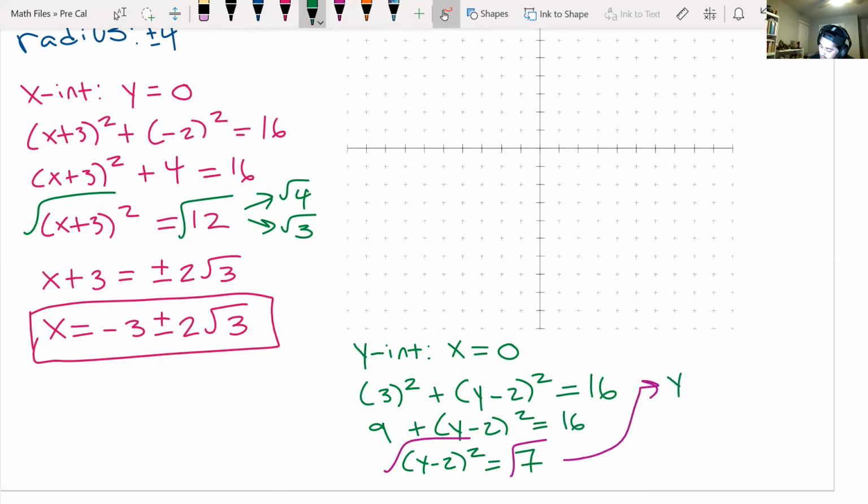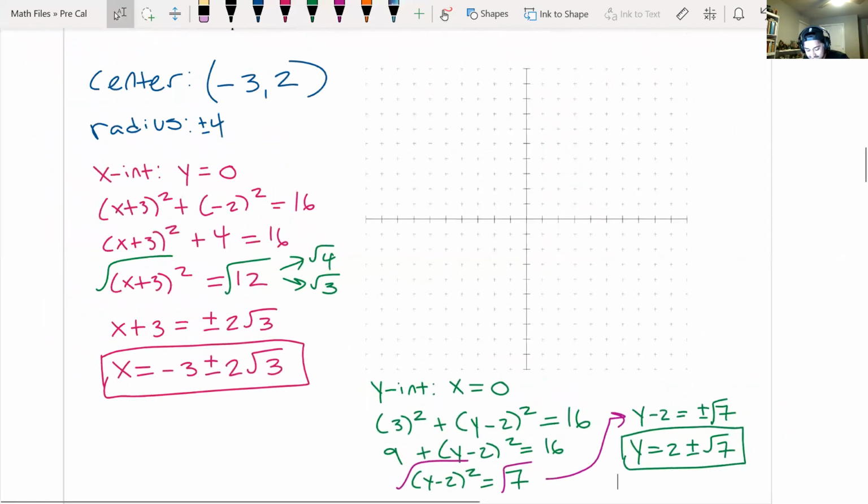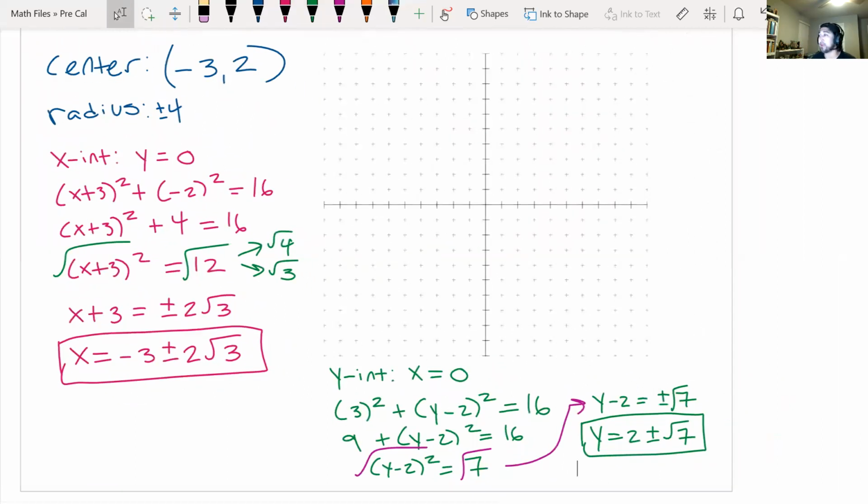And we'll get y minus 2 equals plus or minus square root of 7. And y equals 2 plus or minus square root 7. Now, those are just nasty, right? Absolutely. Gross. Nothing a little calculator couldn't help you, but I think when you graph circles on MyMathLab, it's just going to ask you for the center and the radius, and that's all you have to do. But knowing how to find x and y intercepts is definitely important because, again, it's just algebra based.